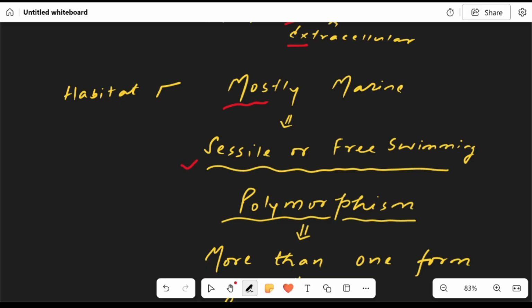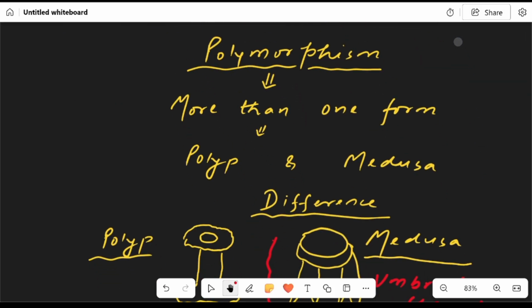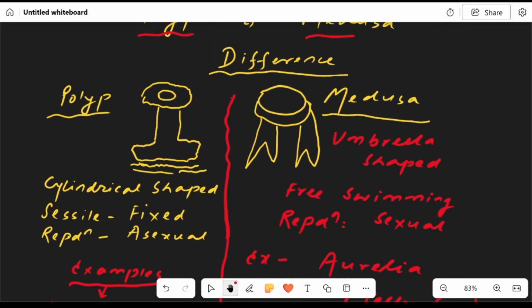They may be sessile, that means fixed to one place, or they may be free swimming. And they show the quality of polymorphism, that means they have more than one form, polyp and medusa. So what is the difference between both the forms, polyp and medusa? Polyp, as you see, is cylindrical shaped.